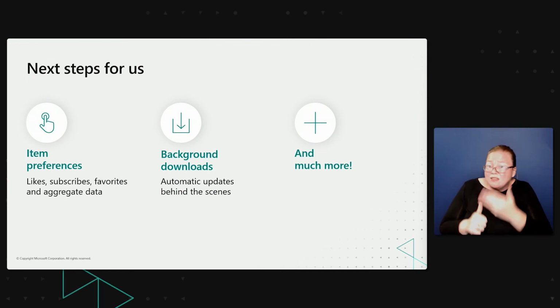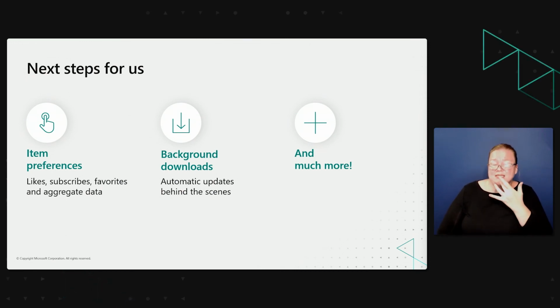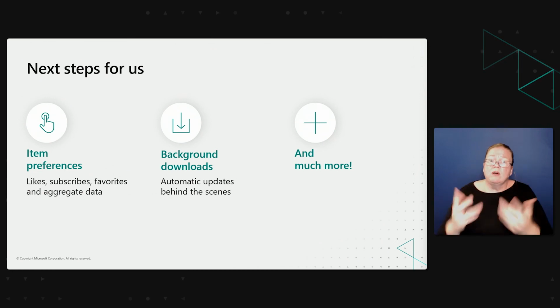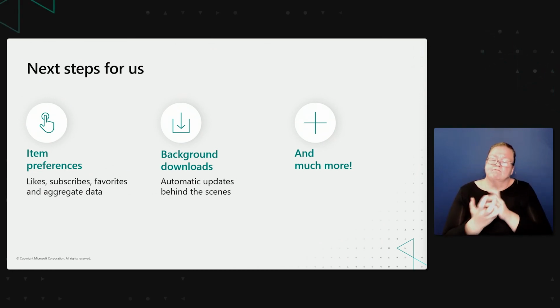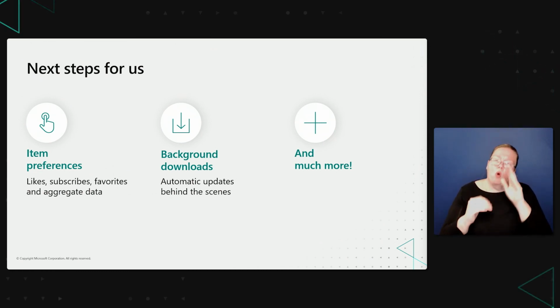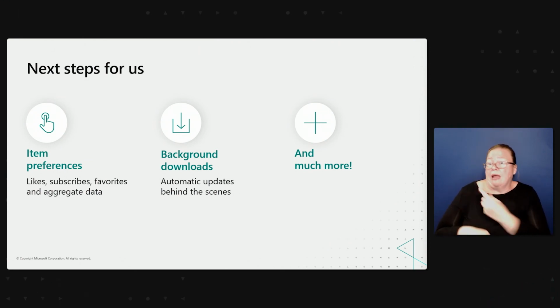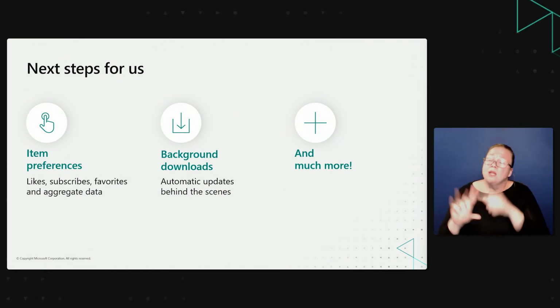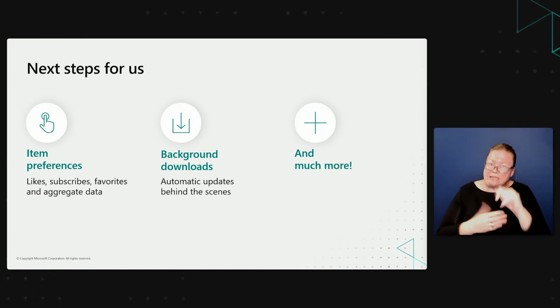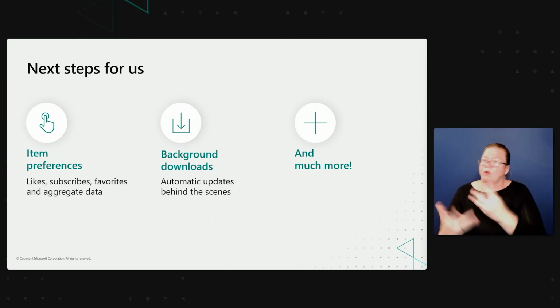The first of which is item preferences. This is the ability to provide an even more curated feedback experience for your players beyond ratings and reviews. This means things like being able to like items, subscribe to them, create a favorites list for your best items, as well as present all this aggregate data as a developer to your players.